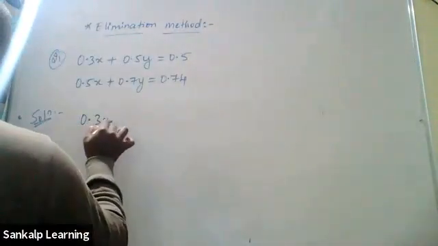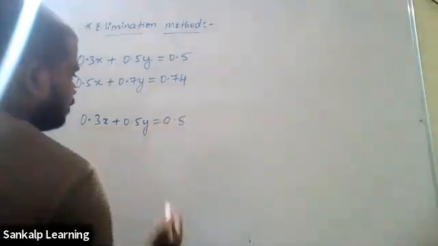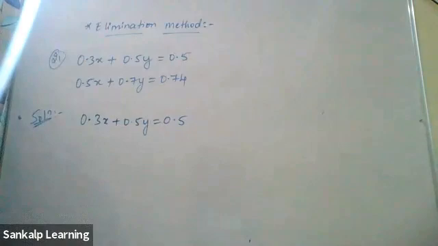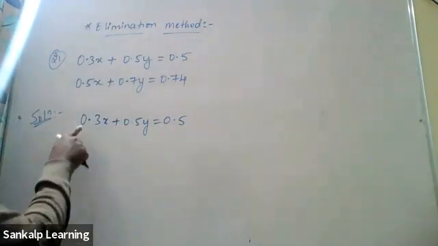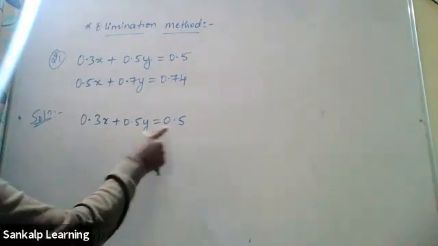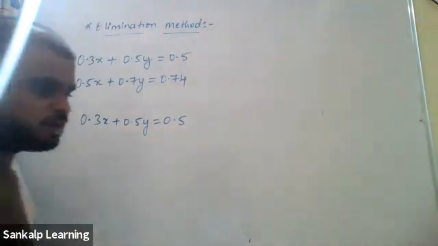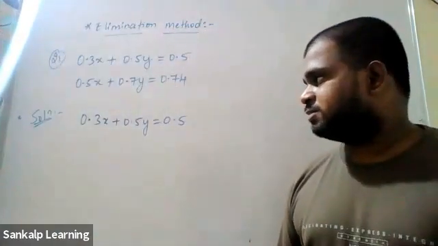Listen, 0.3x plus 0.5y equal to 0.5. People who have understood, you can start doing it. People who are looking at this for the first time, observe carefully. After the decimal here you got one digit, after the decimal you got one digit, after the decimal you got one digit. Throughout, after the decimal you got only one digit.